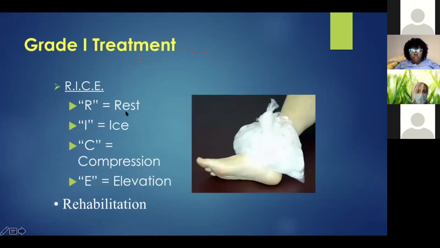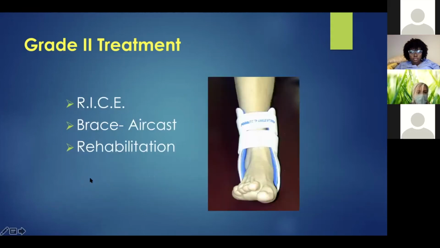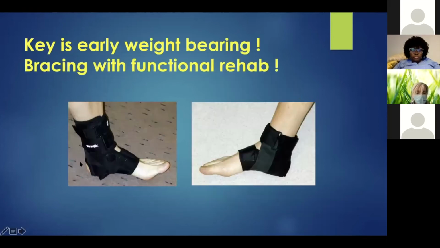So again, what is our treatment? RICE, as you all know: rest, ice, compression, elevation, and then the key is really rehab. And we know that early, so people can talk about air cast versus a boot. Grade 2, we think maybe an air cast again because it's partially torn. Then the key again is rehab. Grade 3, we actually put people in a boot. But the key for all of these is really early weight bearing and bracing with functional rehab. And we definitely know this.